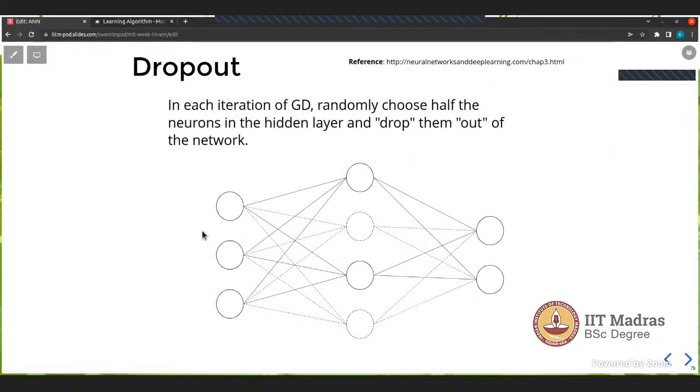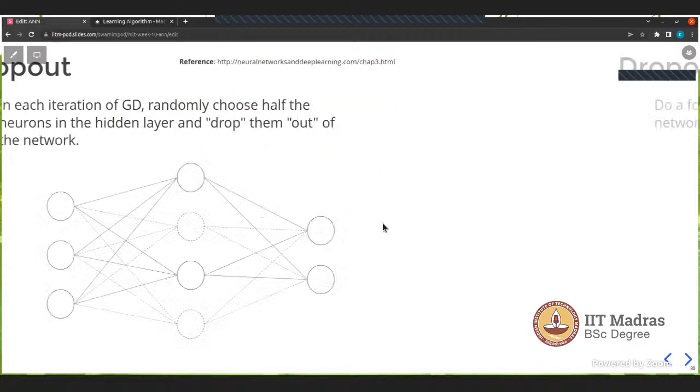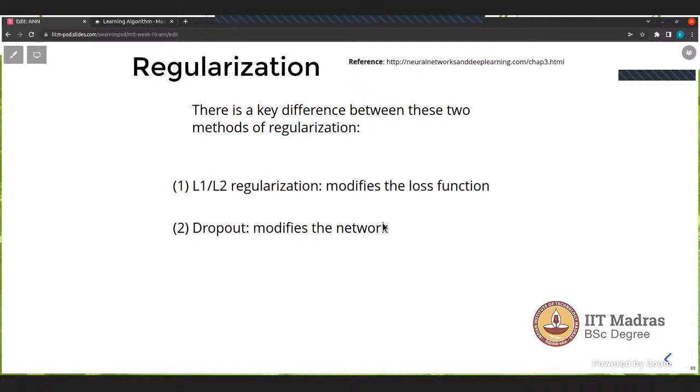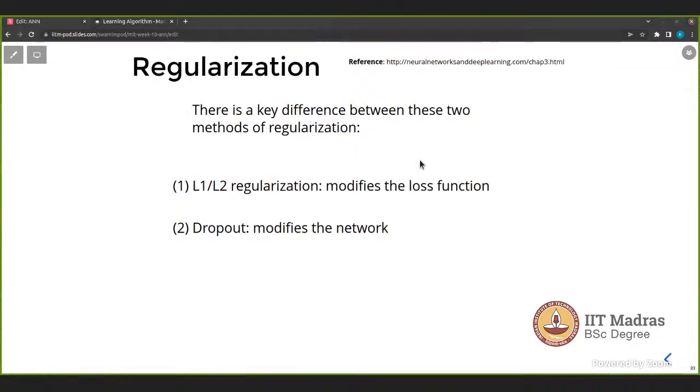Okay, so dropout, again, it's good to know. We didn't ask any question on it in the theory assignment, so it's good for you to know what dropout is. That is all. If there are any specific questions, we can go through them. If not, we can close, I believe.